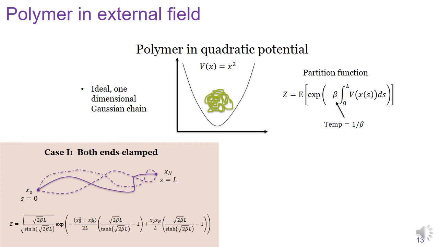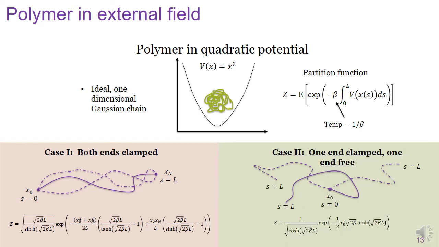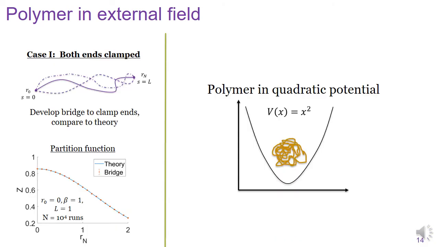There are two problems where analytical solutions for the partition functions actually exist. The first one is when the 1D polymer has both ends clamped. The other one is the 1D polymer with one end clamped and the other end free. For the first case, it turns out there are analytical solutions for the bridge term. As you can see, the partition functions are well aligned with each other.